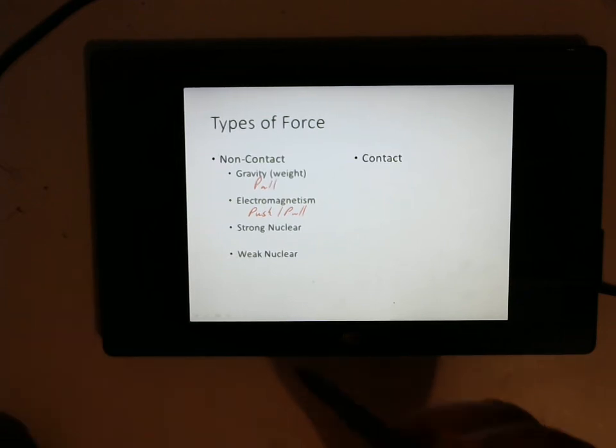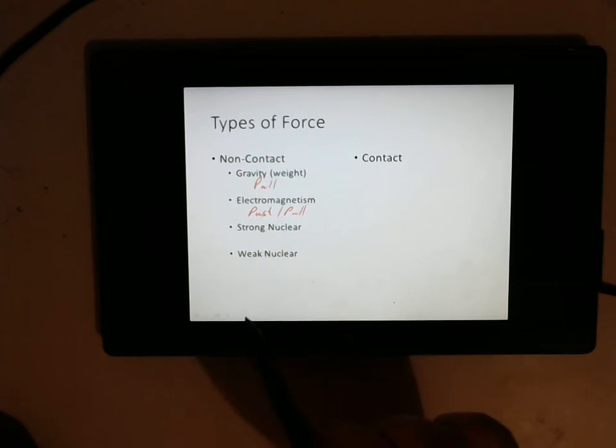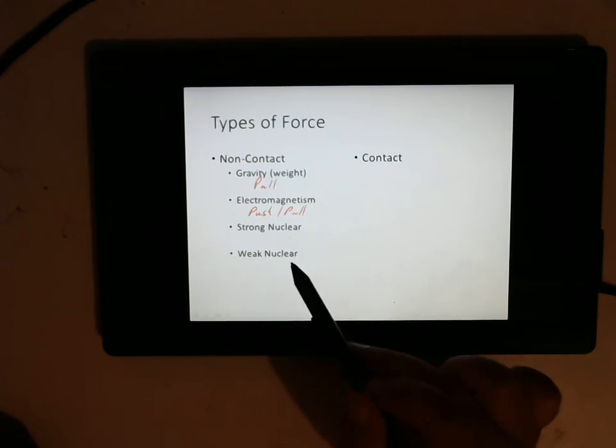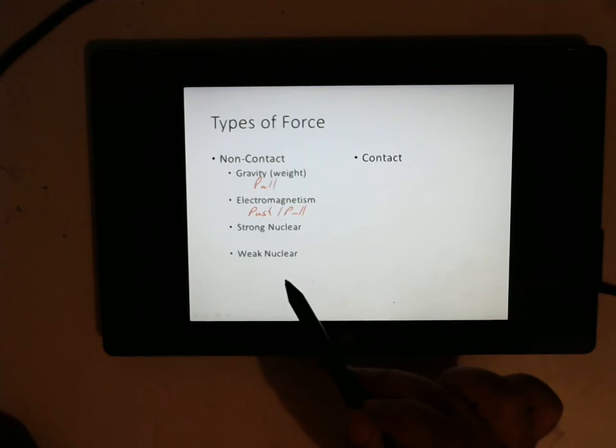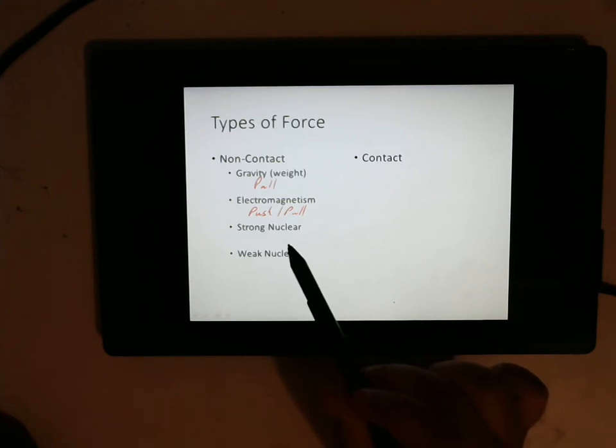Electromagnetism, this just deals with magnets mostly. Electricity has a little bit of it. That's why the word electro is there at the start. We'll talk about that a little bit when we get to that unit. We won't see strong nuclear or weak nuclear forces at this level. We will see it a little bit later this year though. All you really need to know is that it's a push or a pull.